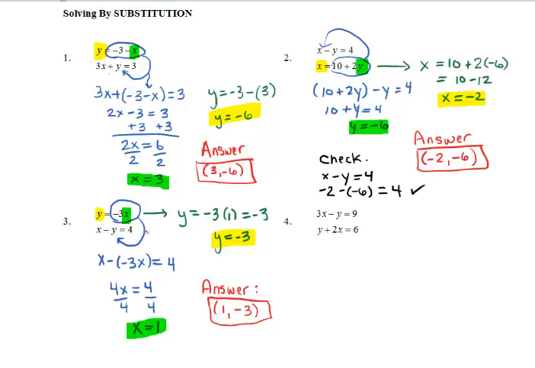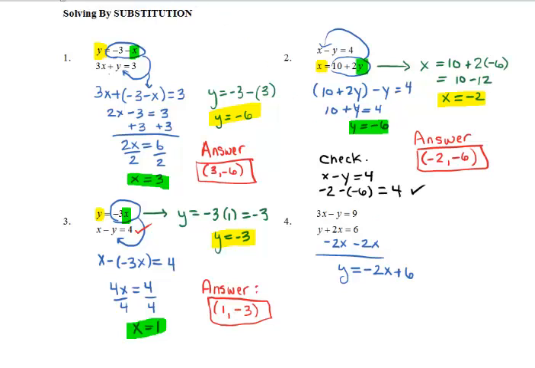Again, if I check, 1 minus a -3 does give me 4, so I'm guaranteed that this is the correct answer. In problem number 5, I don't have a variable by itself. Most often we'll use a different method for these types of problems, but in this case I could easily get y by itself by subtracting 2x from both sides, and therefore rewriting that second equation as y equals -2x plus 6. Technically, I could have easily rewritten the first equation as well. It wouldn't have mattered.